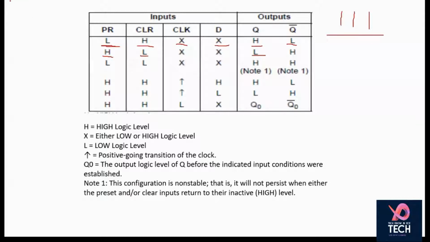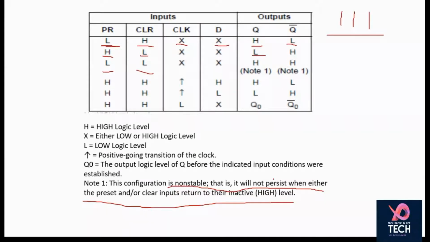Now the third case is given, preset is low, clear is low. So both of them are working. So that is a problem. This configuration is not stable, non-stable. So it is seldom used because both the outputs are high and it is always avoided. So we are not going to use this in any case.